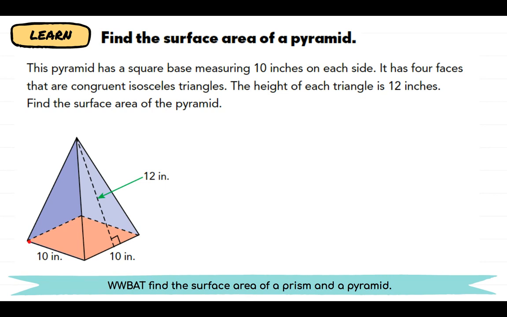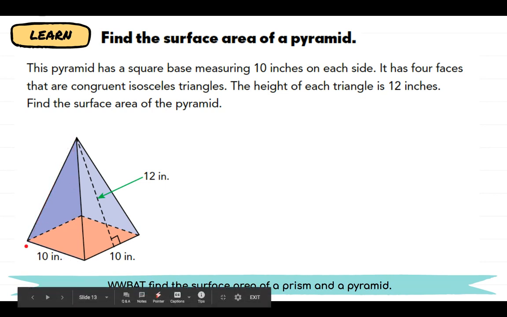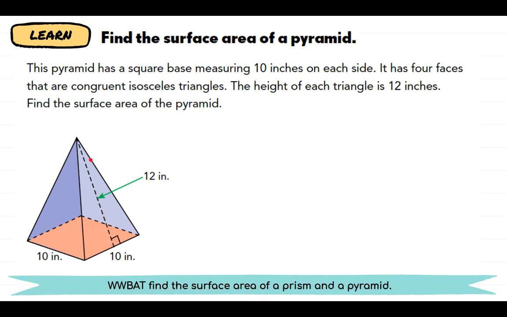It has four faces that are congruent isosceles triangles, so these four faces are also identical. The height of each triangle is 12 inches. Find the surface area of the pyramid.